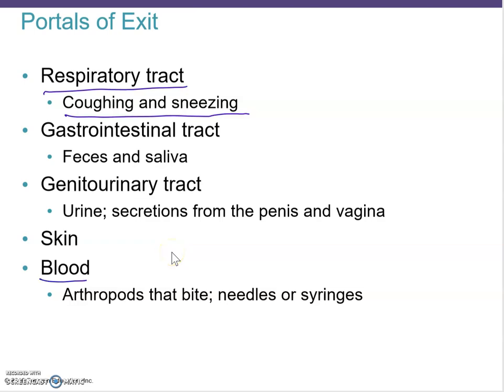There will be arthropods that bite, or needle pricks, hypodermic needles.